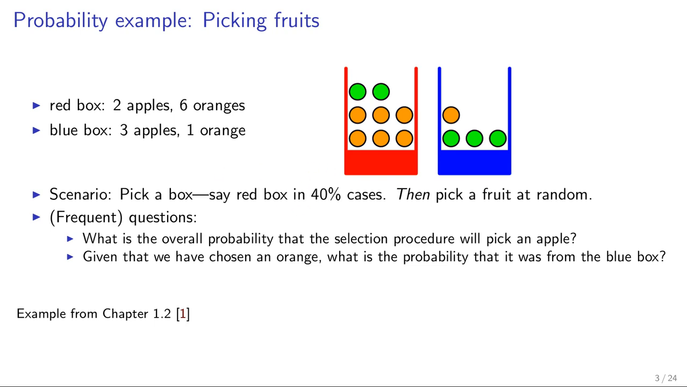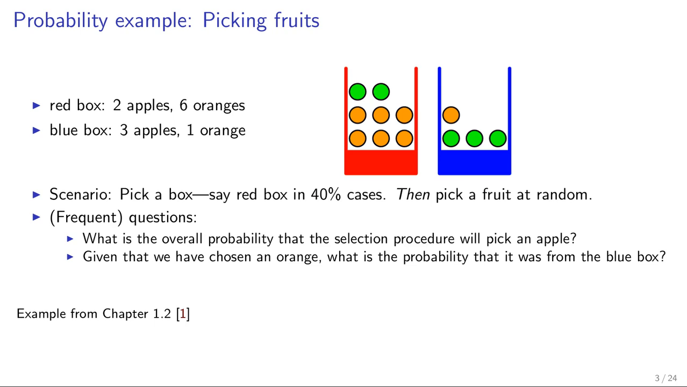And then in 40% of the cases, it's the red box that you pick. And then you pick a fruit at random. So you can't see the fruit. Imagine you just put your hand inside and you don't see what is inside. You cannot do any haptic exploration either. You just grab the first thing that is there and you take it out, and that's going to be either an apple or an orange.